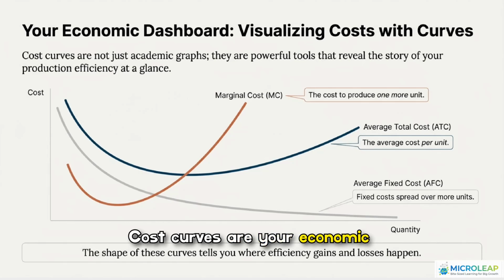Cost curves are your economic dashboard. Average fixed cost falls as you spread overhead. Average total cost shows unit economics. And marginal cost is the cost of producing one more unit. The shapes of these curves tell you where efficiency gains or losses will occur and where to focus operational improvements.